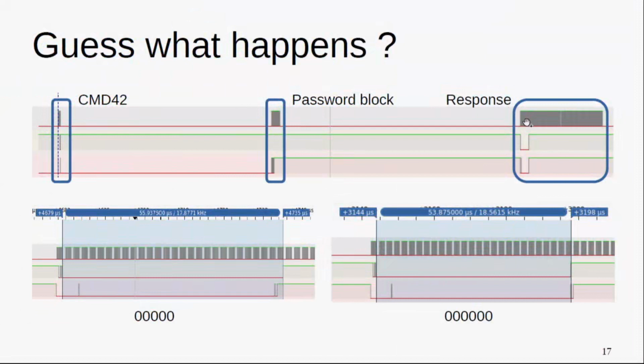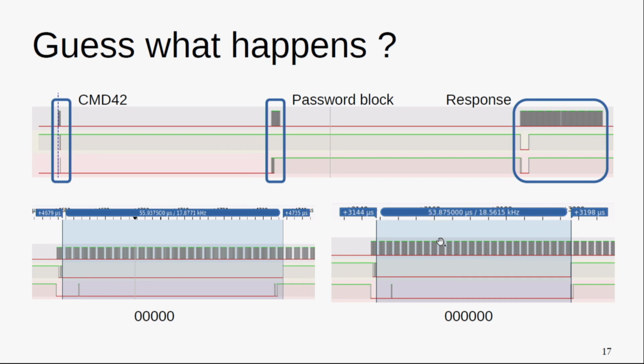And here is the response from the card. You can see that the line is put down to 0 for some time while the card is processing my password. I did put a password of 123456, and if I zoom in on this part here, you can see that when I put a password length of 5 characters, it takes approximately 55 microseconds to process. And if I put 6 characters, it takes a bit more time to process.